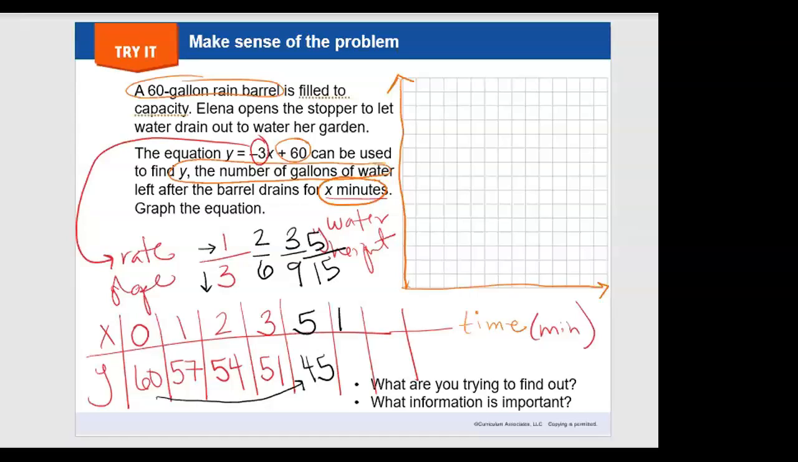All right, let's do it again. Let's go up to 10, after 10 minutes. It's going to go down another 30. Wait, no, another 15. Good. So we're at 30. Oh, now I'm confused. Why is it 30?